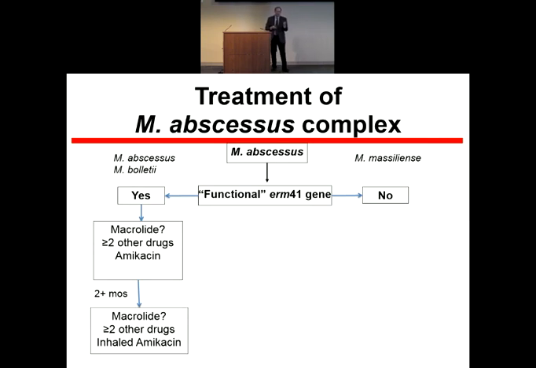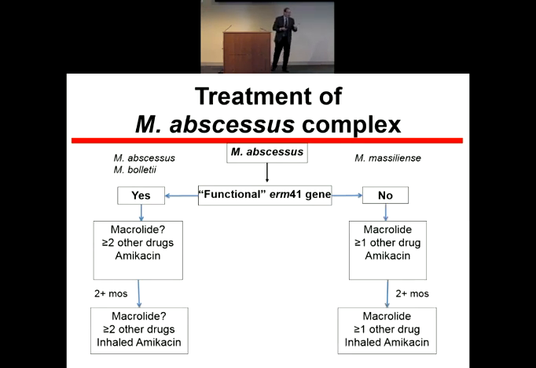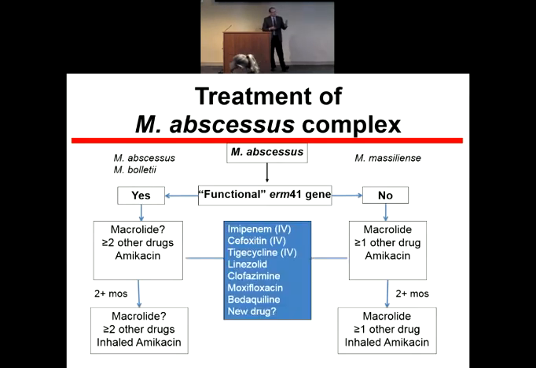If they're lucky enough to have a non-functional ERM gene, usually means Massiliense, now we can use the macrolide. We have 1 more oral drug and fewer other drugs we have to look for. The other drugs are often intravenous drugs like the carbapenem, tigecycline, some of the same oral drugs that I showed you before, plus linezolid. We try to treat for 12 months beyond culture negativity, but I said earlier there are some patients we can't cure, and as I'll show you, this is a group that we don't use the cure word unless they have which species or subspecies? Massiliense.